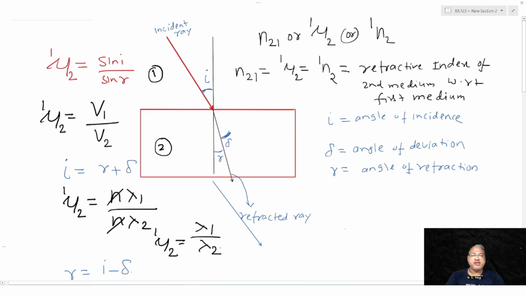So these are the various relationships we are going to use to solve the numerical problems. Let's now solve five to ten problems based upon the refractive index of the medium, but all problems are different. They will clear your concept.